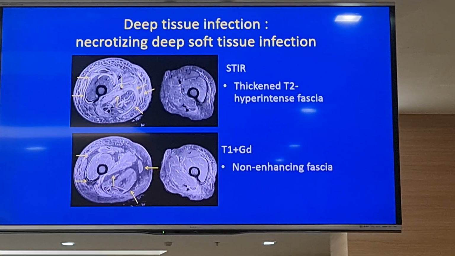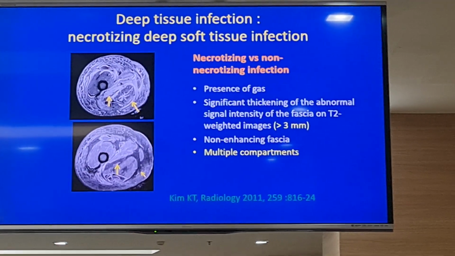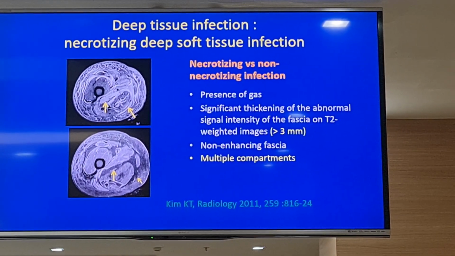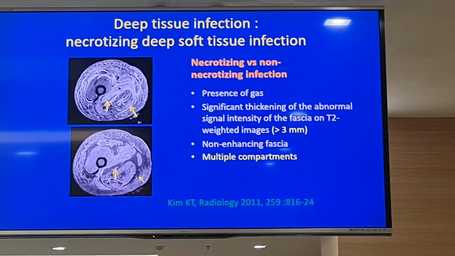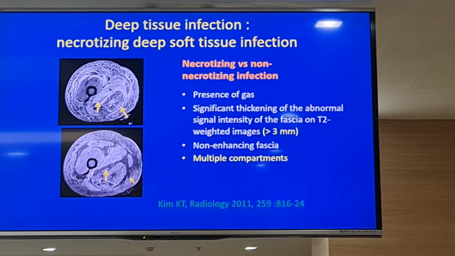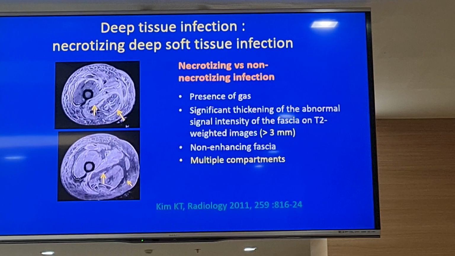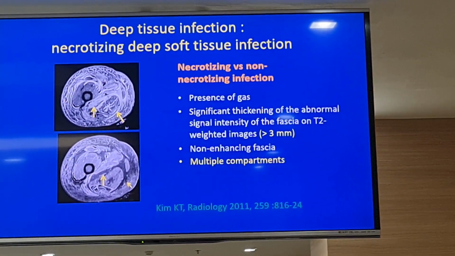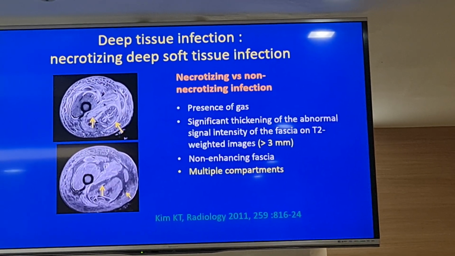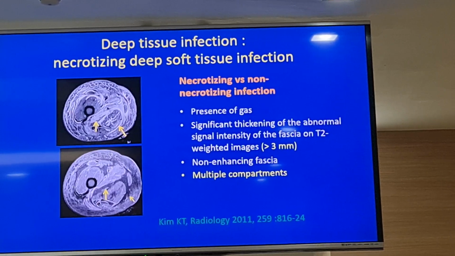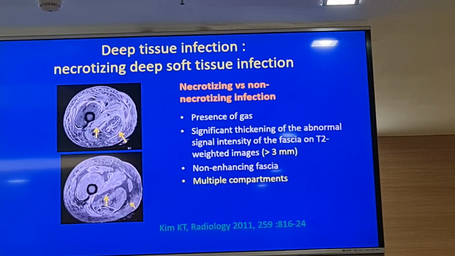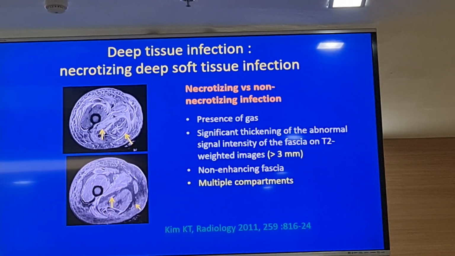Anyway, this pattern may not be specific, but if it's obvious, what does obvious mean? If you find gas with low signal intensity on T2 weighted images, it is rarely seen, but it's a specific pattern. Or if you have a T2 hyperintense area that's thickened enough, and thickened enough means more than 3 millimeters, that means it's an accumulation of fluid that's thick enough. And if it involves more than one compartment, 2 or 3 compartments, this means the disease is extensive enough to tell that this is necrotizing fasciitis.